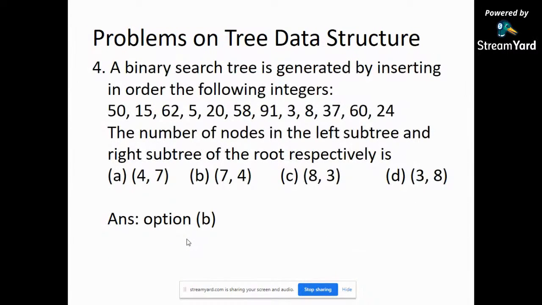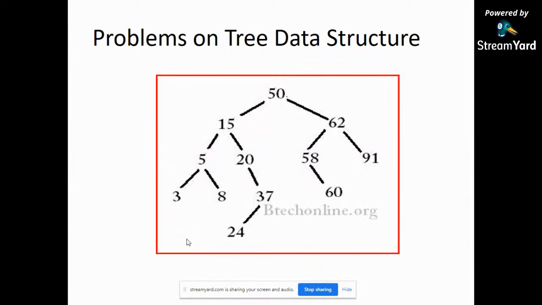Then 3, 8, 37, 60, and 24. In this way, we first compare the node with the root node, then we decide whether to move left or right. Then again we do this, and after finding the correct position, we insert that particular node. In this way, a binary search tree is created.